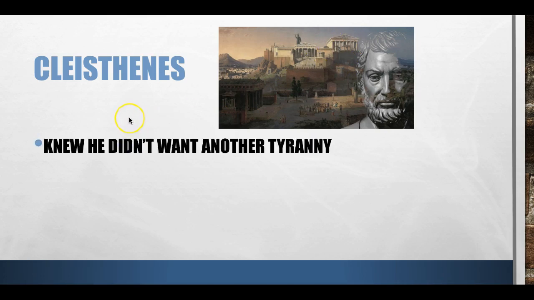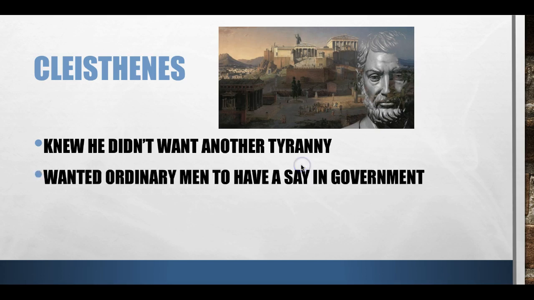Now, Cleisthenes was from a ruling family that used to live under a tyranny, and Cleisthenes knew that he did not want to live under a tyranny. Now, a tyrannical leader uses cruelty and oppression to rule. If you go against a tyrannical leader, they might hurt you or they might even kill you. And Cleisthenes knew that he did not want this for the city-state of Athens.